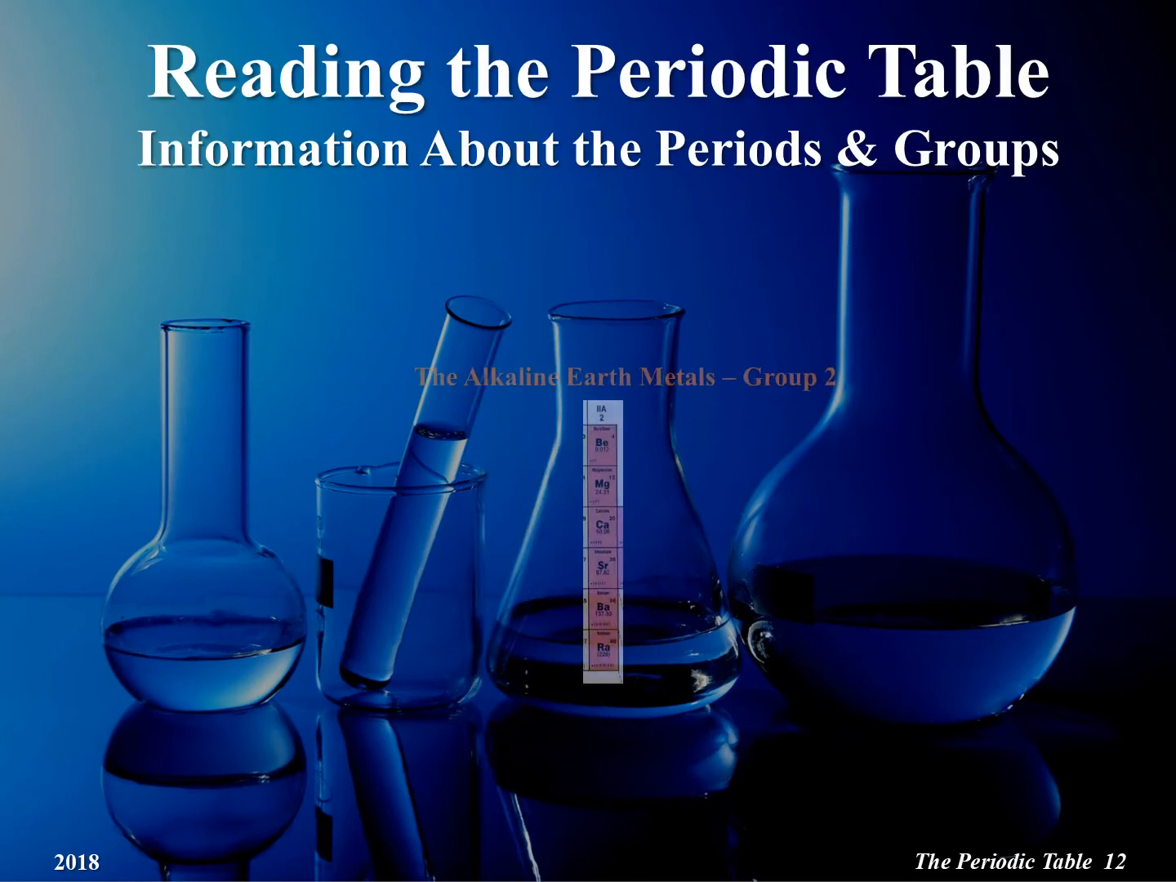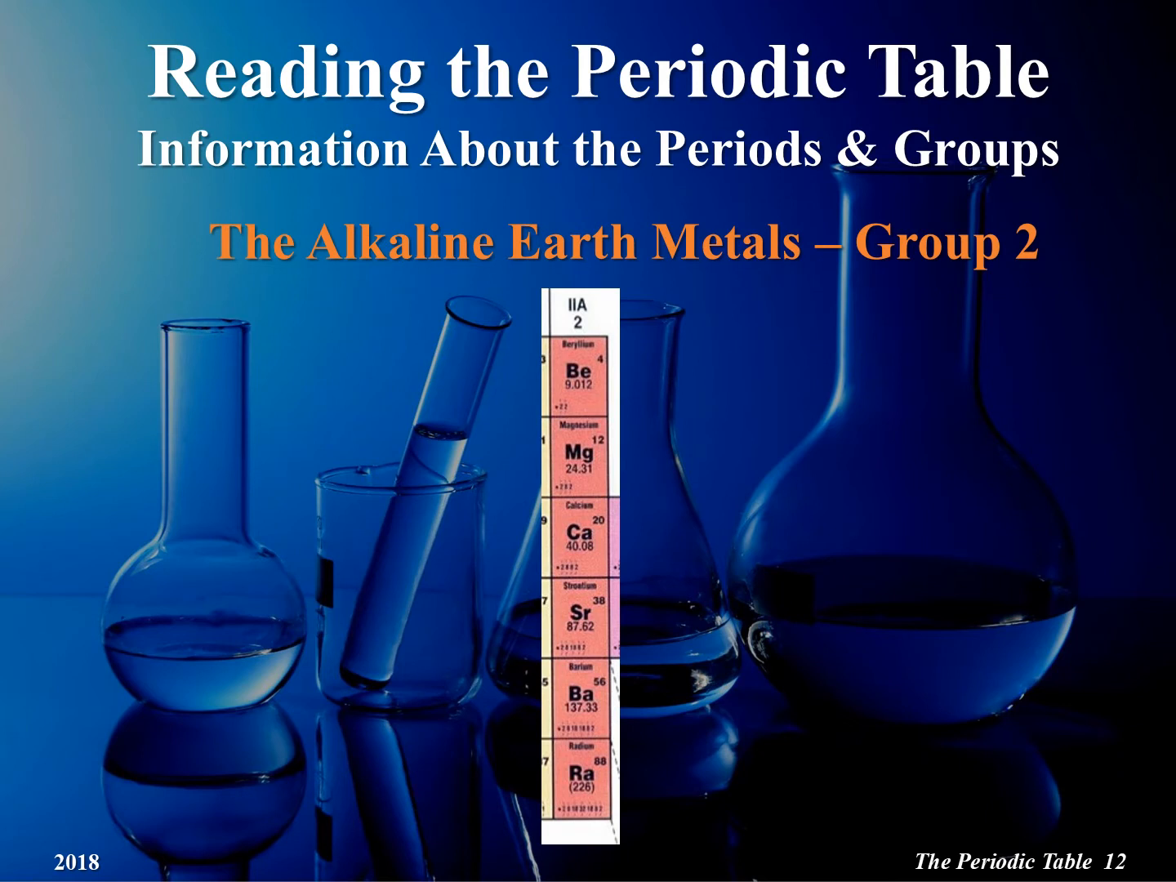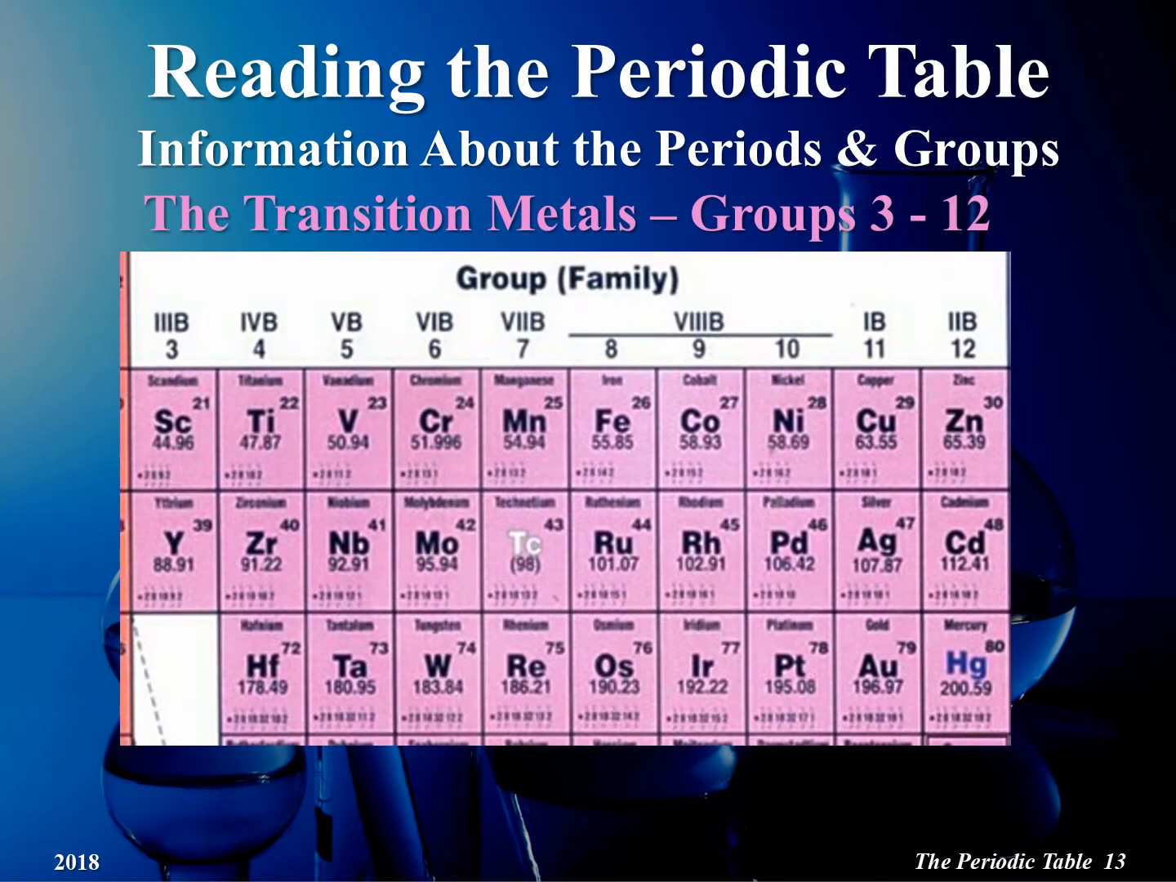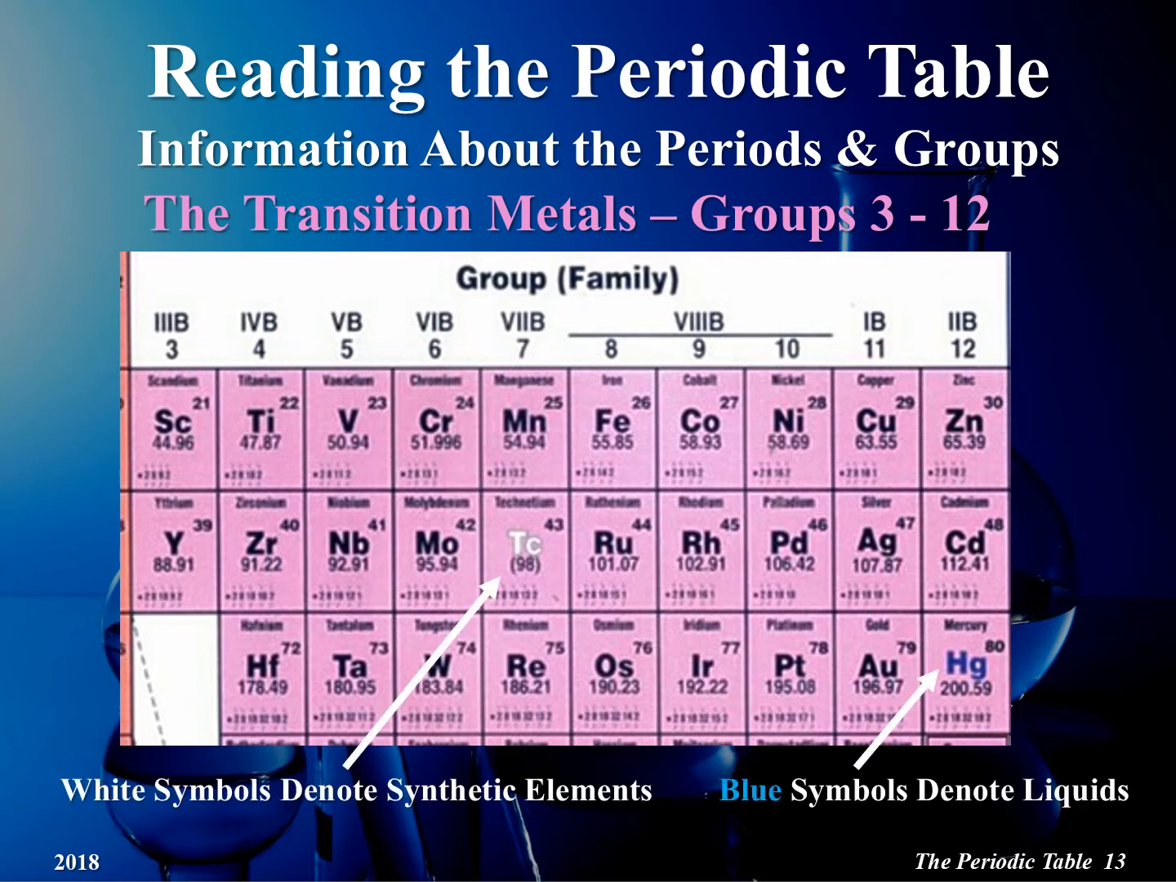The alkaline earth metals are included in group 2. This group includes beryllium, magnesium, calcium, strontium, barium, and radium. The next groups are considered a family and include 29 elements called the transition metals. This family includes groups 3 through 12. The white symbol denotes the synthetic element technetium and the blue symbol shows that the element mercury is a liquid.